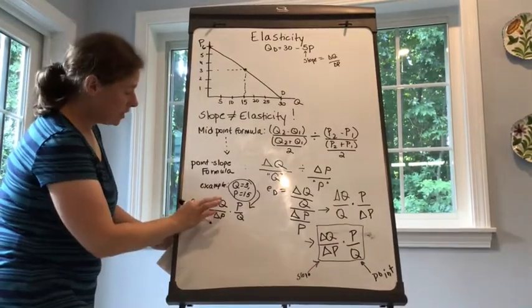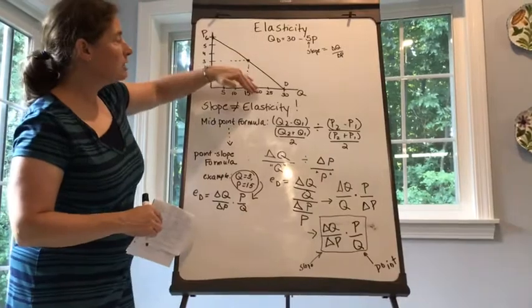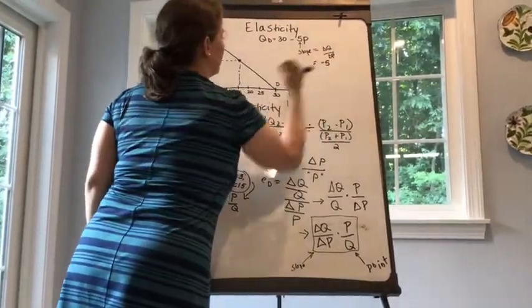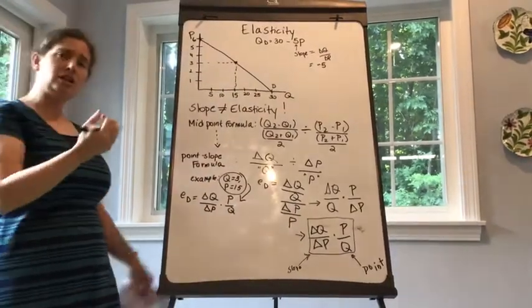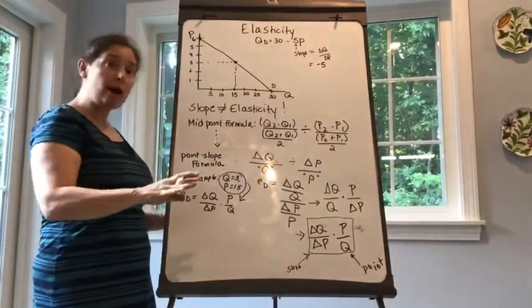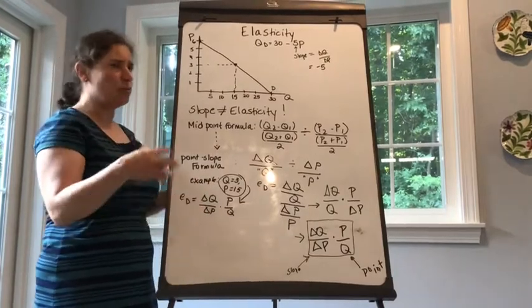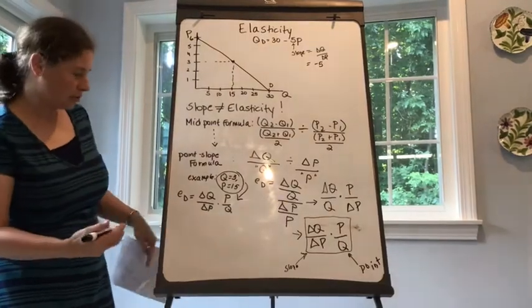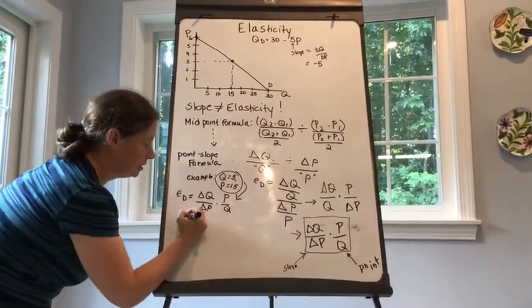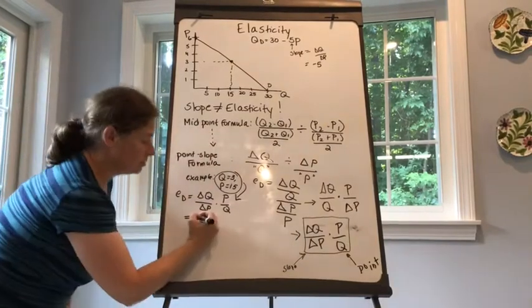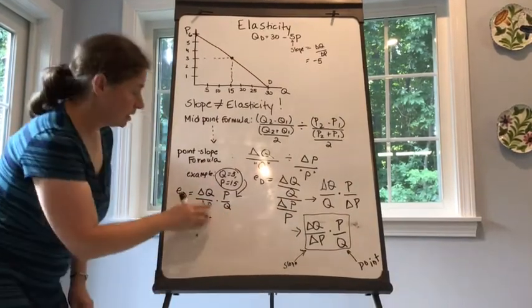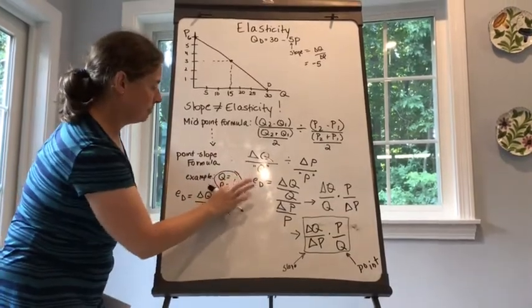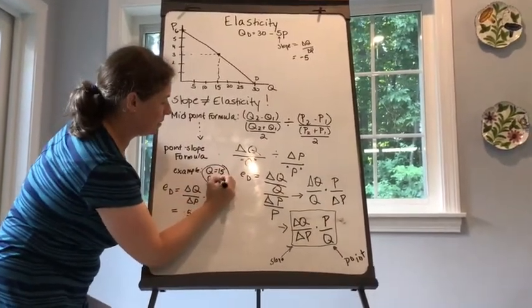And I know that delta Q over delta P for this demand curve is always going to be -5. I'm going to follow the convention that I used previously and drop the negative and take the absolute value, recognizing that if quantity is moving in one direction, price must be moving in the other direction. So delta Q over delta P is going to be equal to 5. My quantity is 15 and my price is 3.